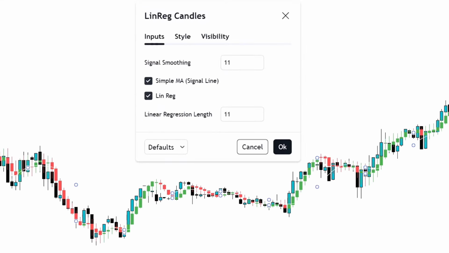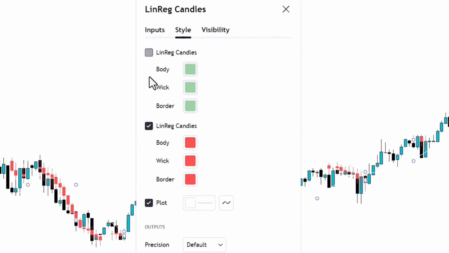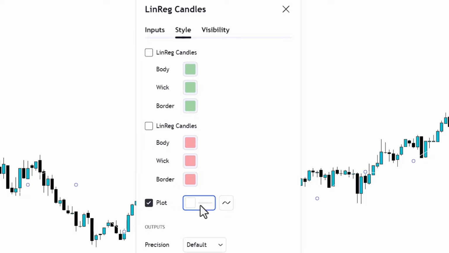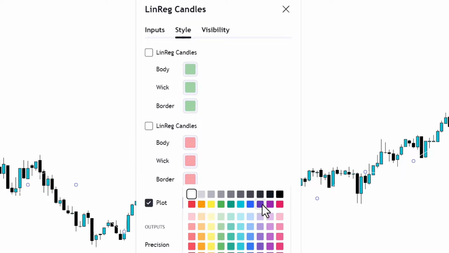In the input section, set the signal smoothing and linear regression both to 14. Then head over to the style tab, turn off the linear regression candles option, and feel free to tweak the plot option to make things easier to see on the chart. That's it for setup. It's super simple.